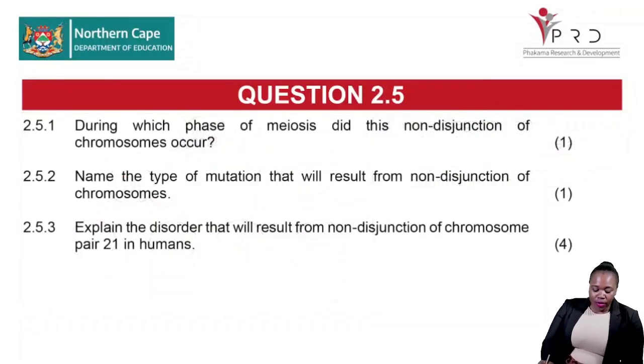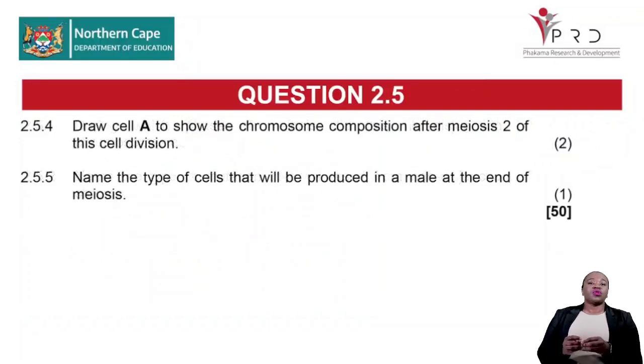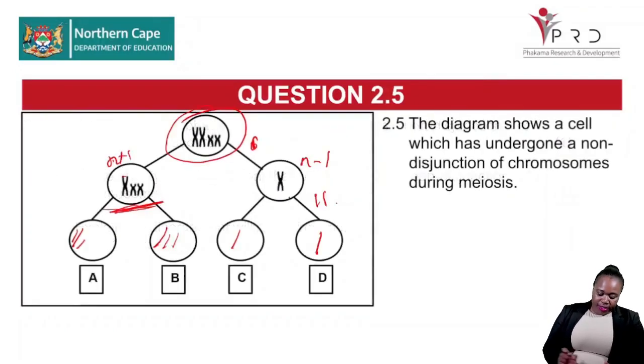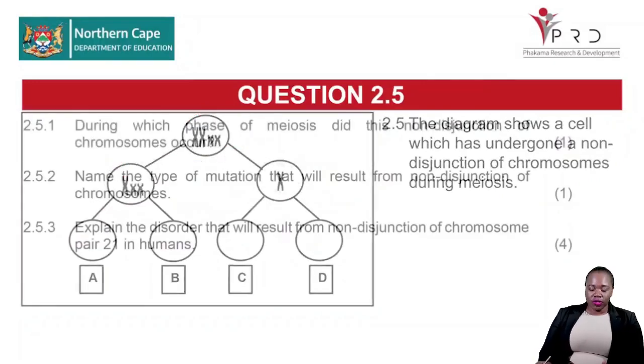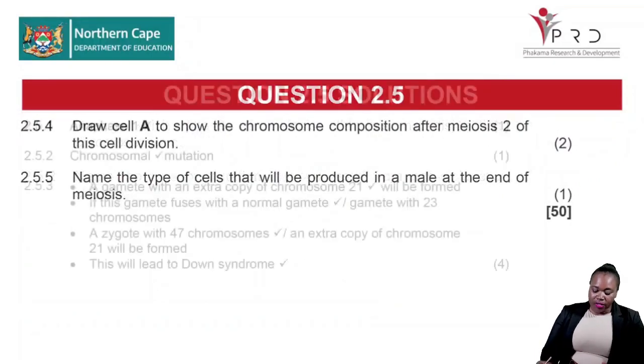2.5.1, during which phase of meiosis did this non-disjunction of chromosomes occur? Right, so remember, during anaphase, the chromosomes are supposed to separate. Now, because these chromosomes here, as we can see, they separated here. They failed to separate here. It means that it was still during meiosis 1. Therefore, this is going to be during anaphase 1.